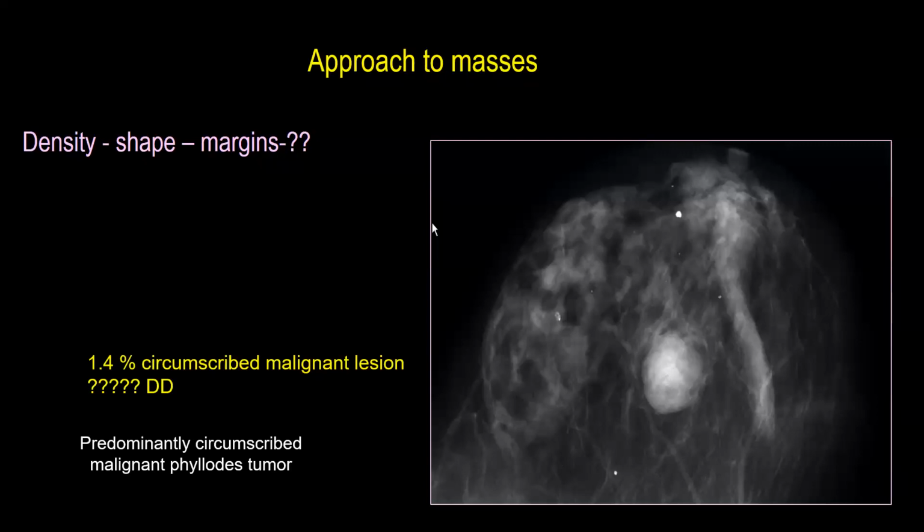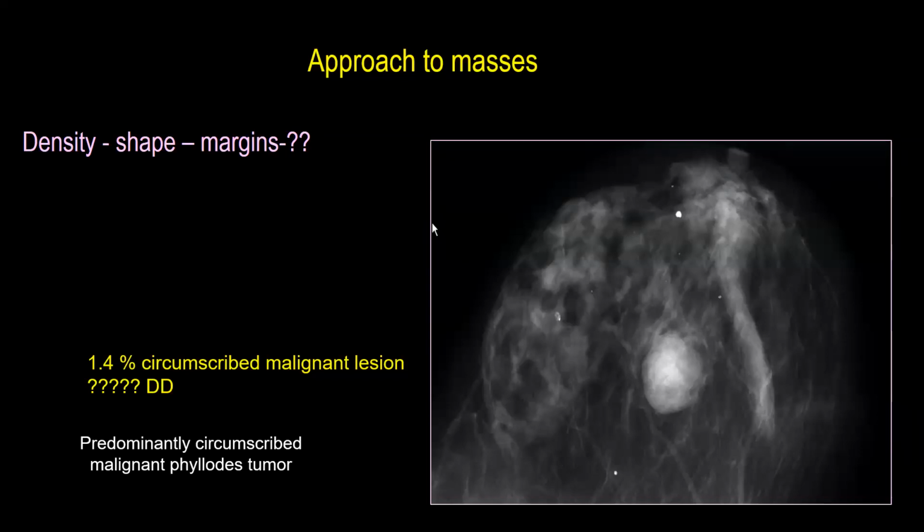This is one of the 1.4%. Do you remember the 4M? What are the 4M? Sumaya, did you attend with us the 1.4% circumscribed malignant lesions? No. Okay, so here, can you tell us what are the differential diagnoses of circumscribed malignant masses? Mucinous carcinoma.